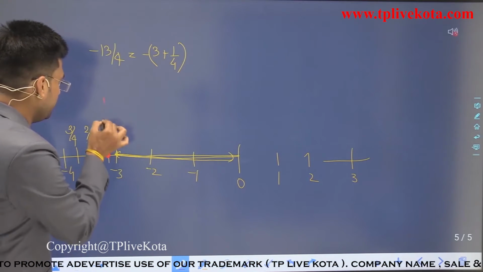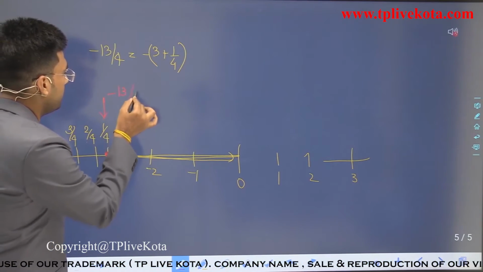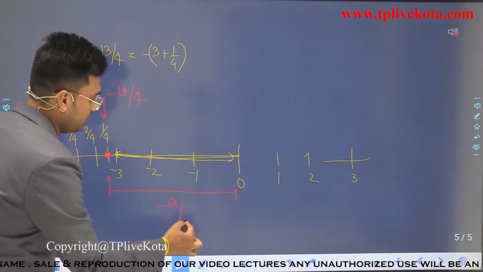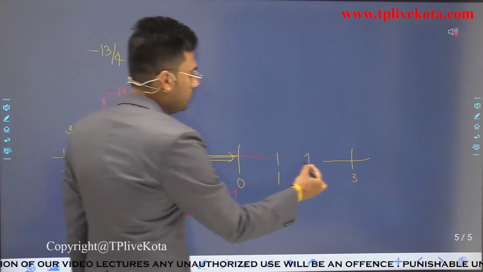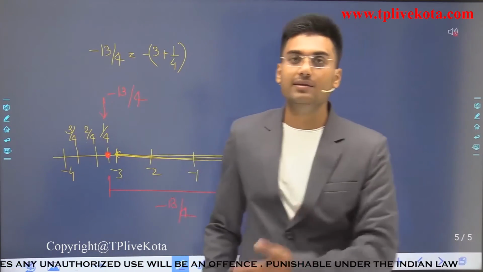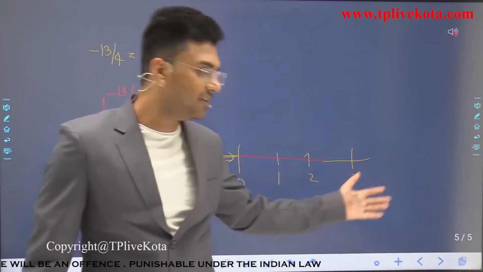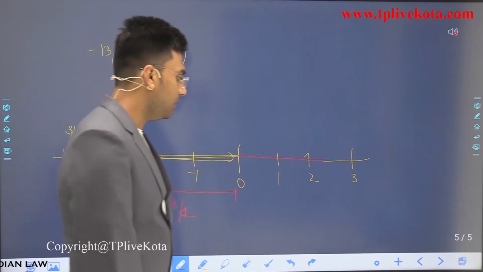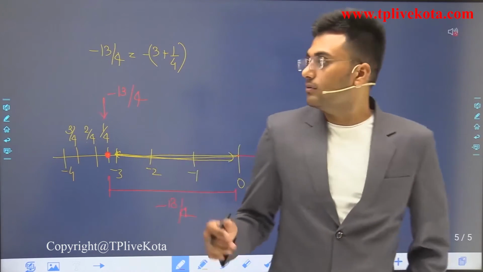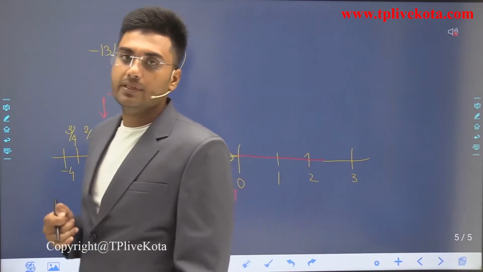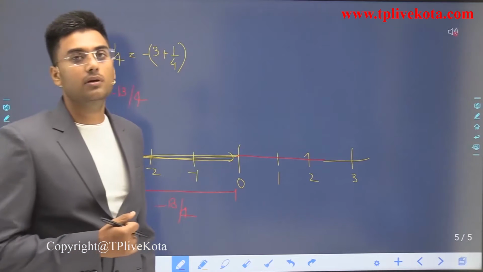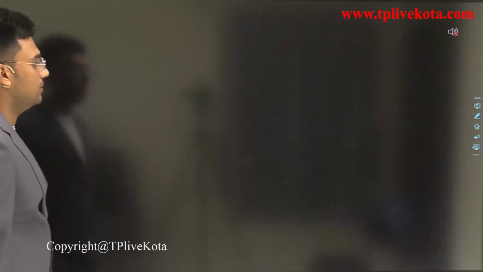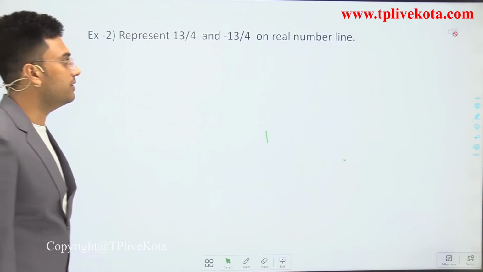So this point represents minus 13 by 4, or the distance from there is minus 13 by 4. Okay, so this is the representation of minus 13 by 4, and on the previous page we represented positive 13 by 4 on a number line. So using this method we can represent fractional rational numbers on a number line. Let's come to our slide.